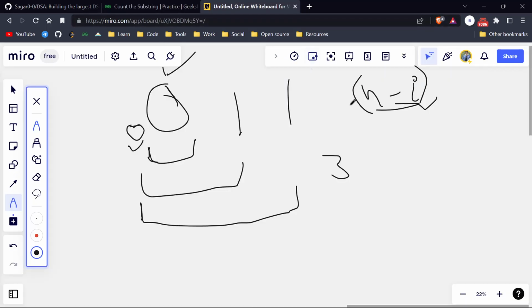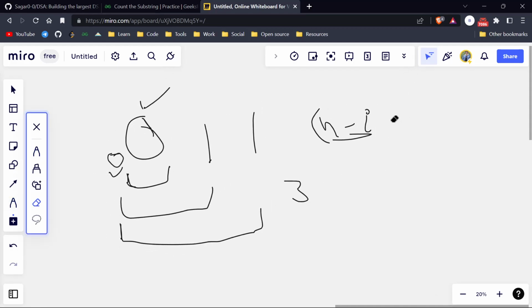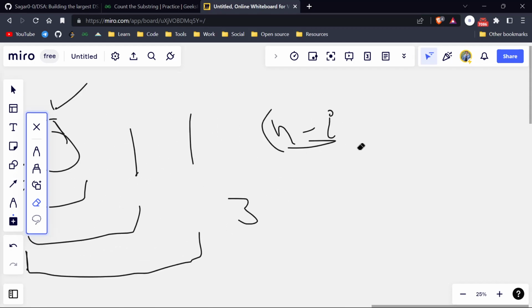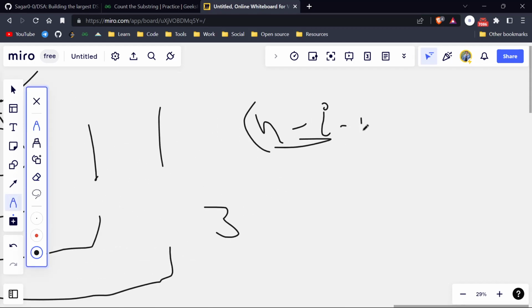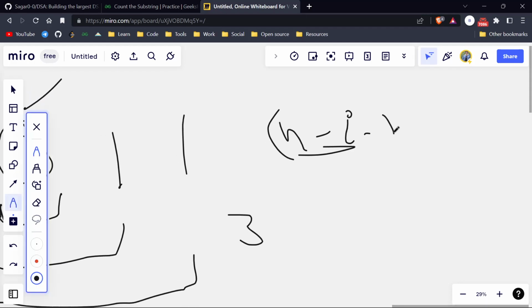And how can we minus? So we also have to maintain some minus. So this will be here minus some substrings. Okay, I think we have to minus here. So minus some substring, I will just call it minus minus.